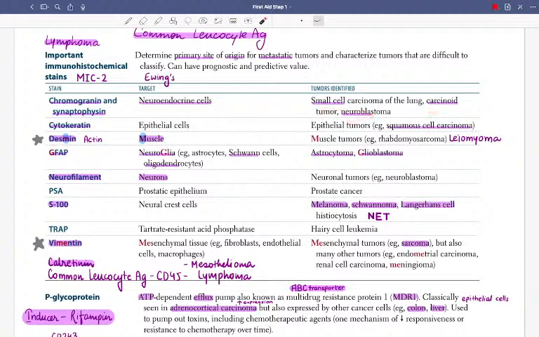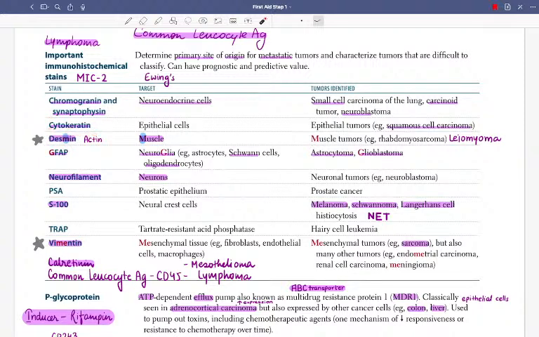Small cell carcinoma, we did have. Carcinoid tumor, we do have. And neuroblastoma. This causes what? Pellagra-like symptoms. Pellagra, was it that? You have to see.